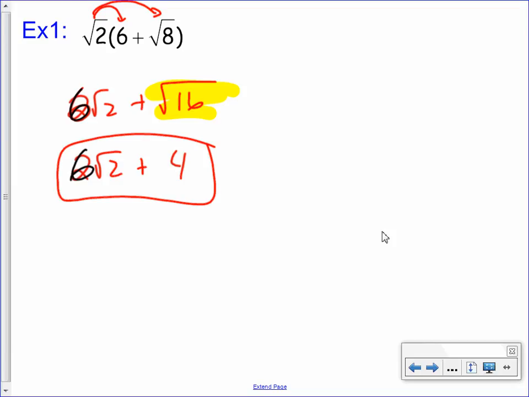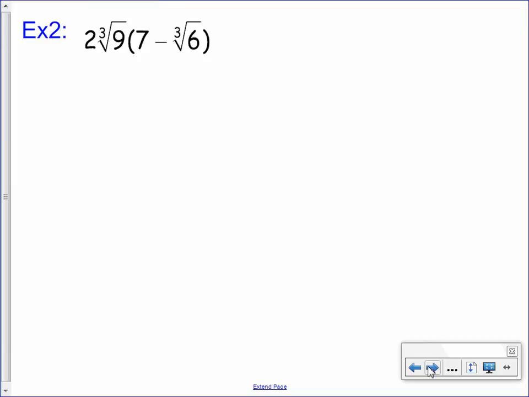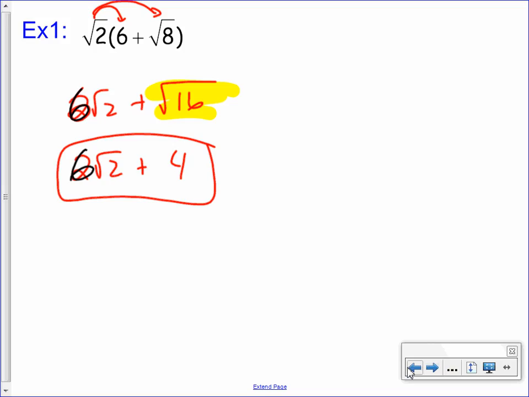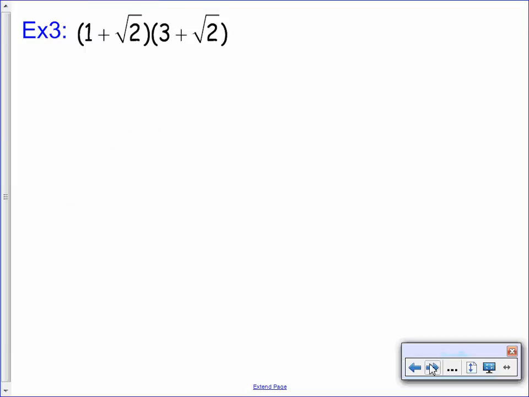Great question. Are they like terms? The 6 belongs to a root 2 and the 4 doesn't. So, can you add them together? No. They don't belong together, right? The 4 belongs to a root 1. The 6 belongs to a root 2. Since they're different roots, they're not like terms. It's addition. Okay. Here we go.